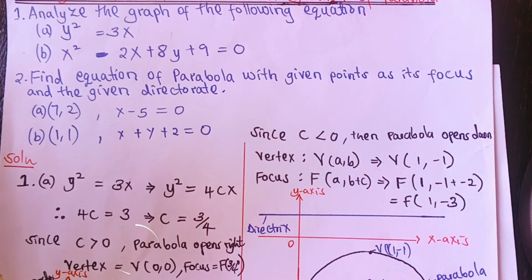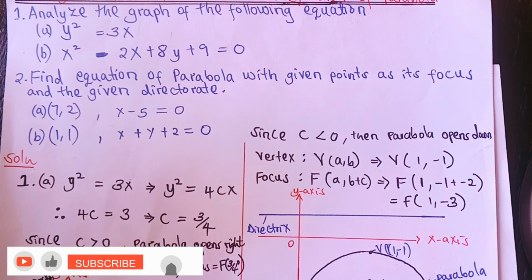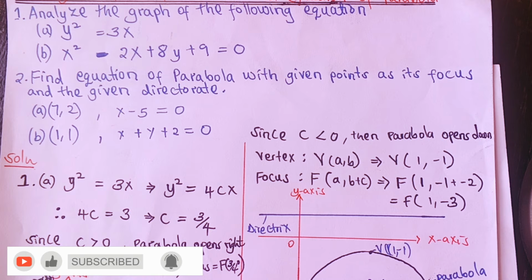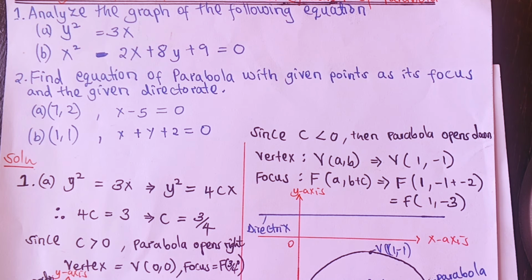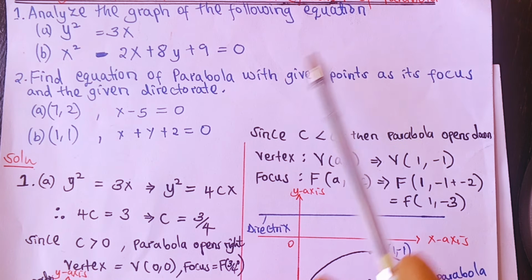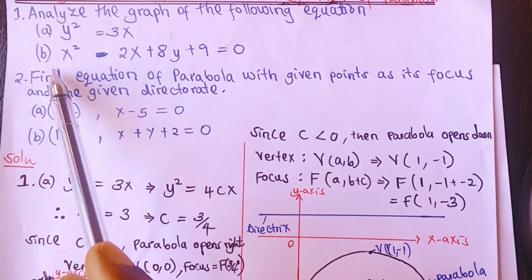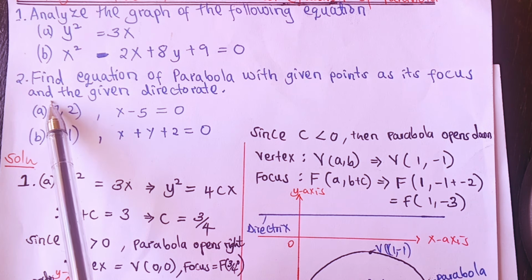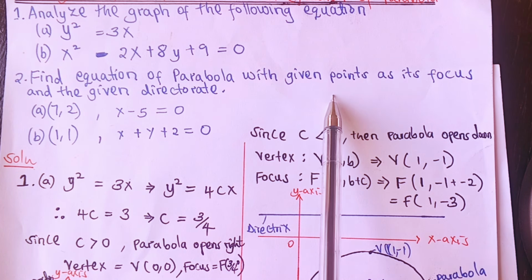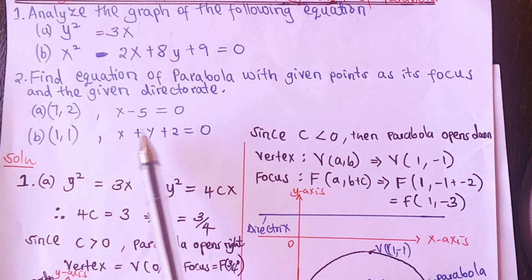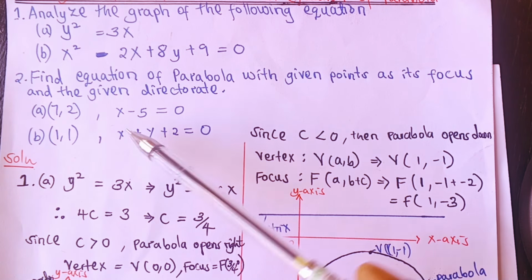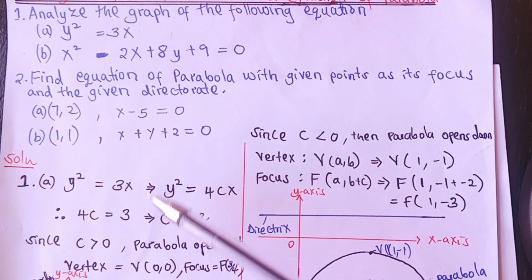What if I told you that by the end of this lesson you'll be able to solve the problems that most people think are too hard: how to find the focus, directrix, and equation of a parabola. First example: we are given the graph of the following equation to analyze. We're given A and B, and in question 2 we are to find the equation of a parabola whose given point is its focus and whose directrix is given. This is the focus and this is the directrix.